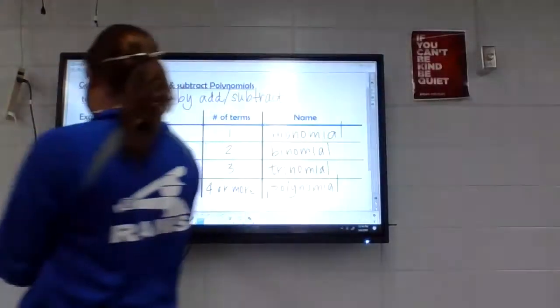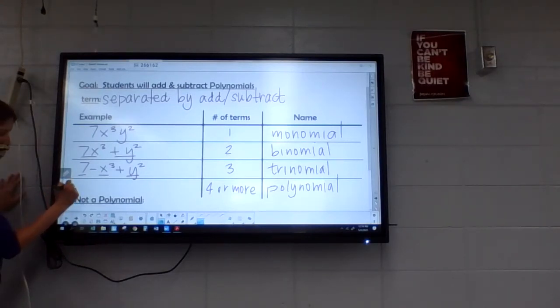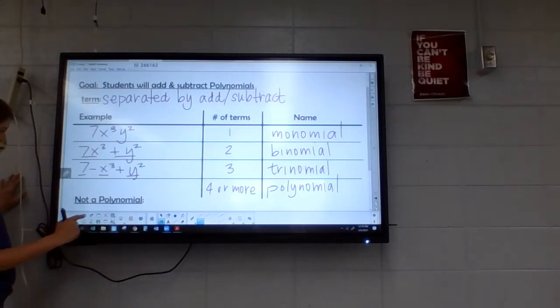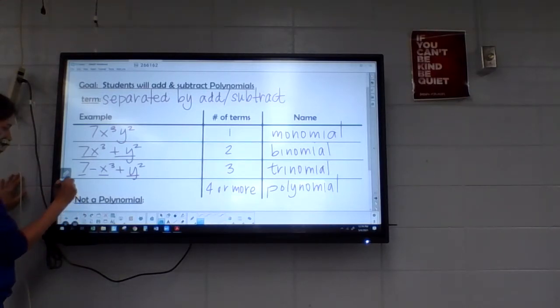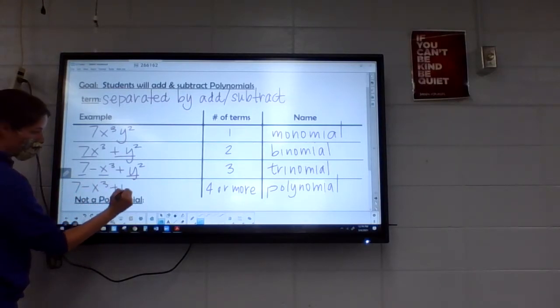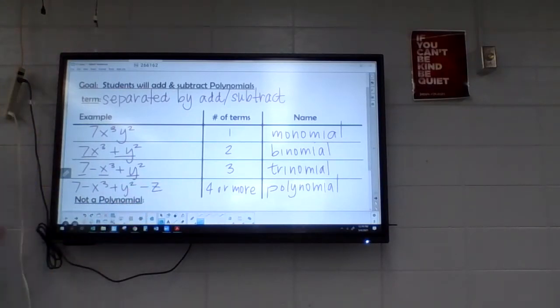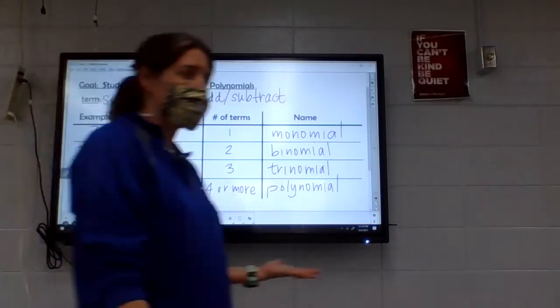I'll show you an example of that, but obviously it can be anything four or more. We just do the same thing. You want to add a z in there? Okay. So I added a minus z on that. So that has four terms, and so that's considered a polynomial.